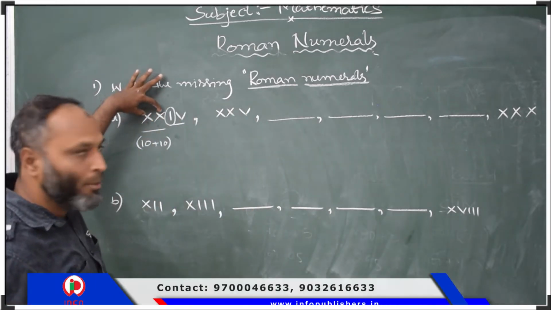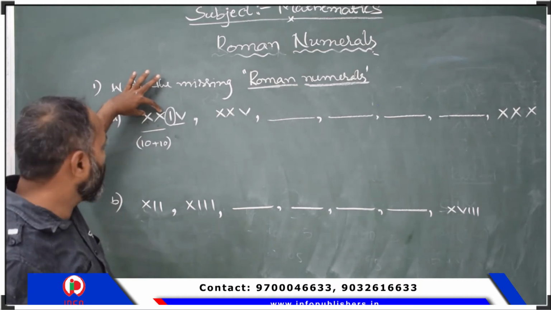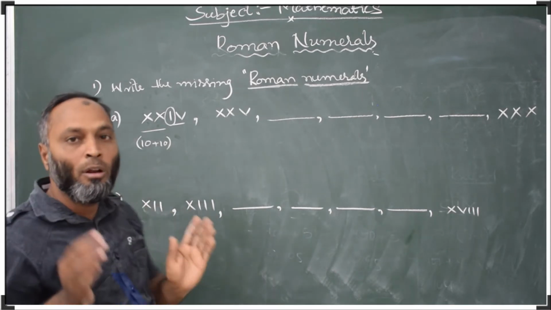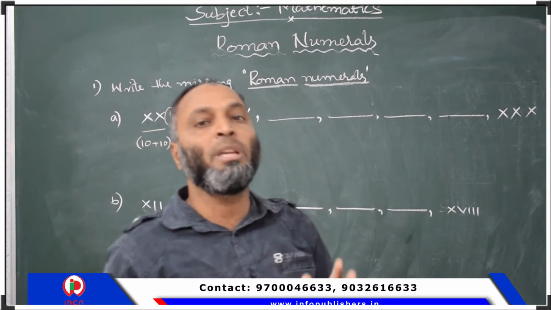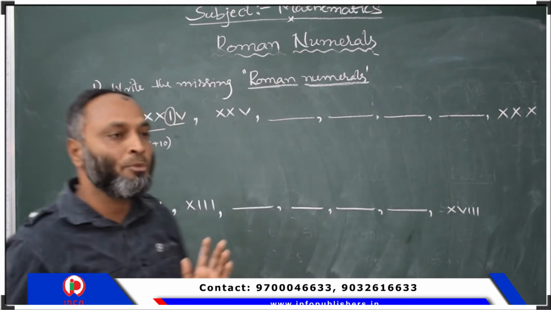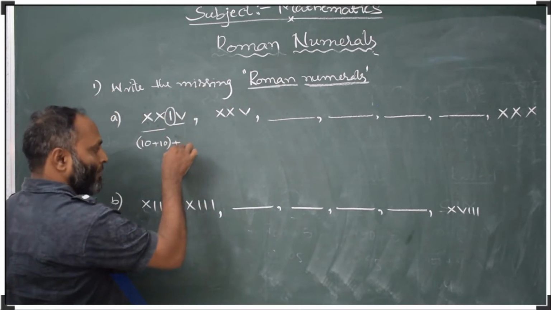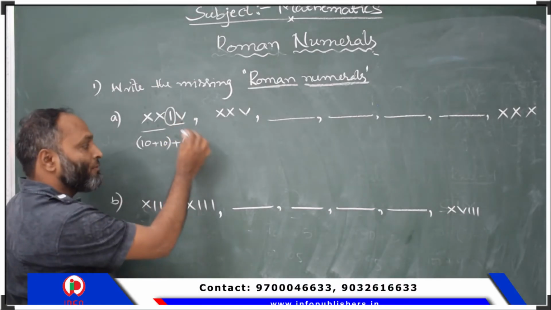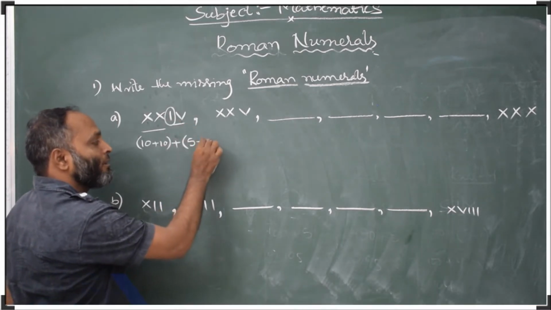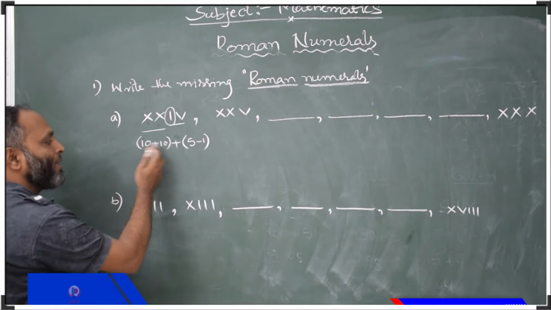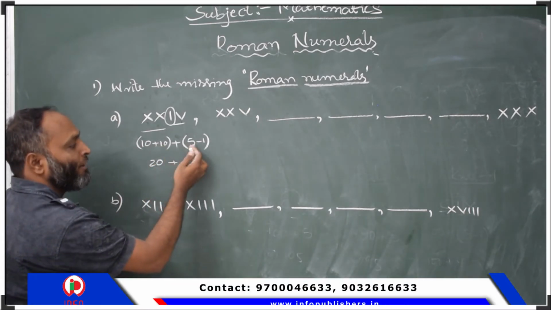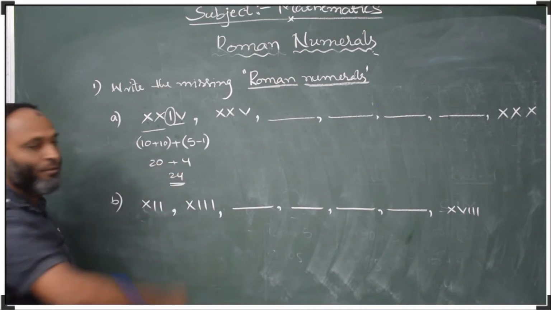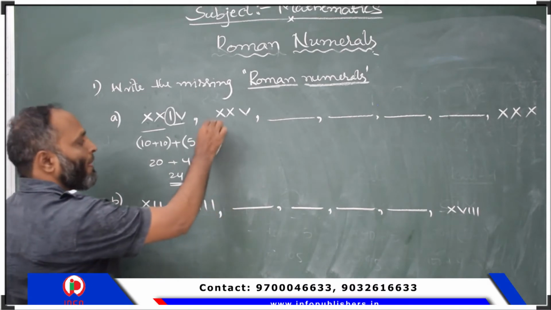This is the first rule, repeated Roman numerals, so we added. And according to the third rule, whenever the small Roman numeral is in between the 2 bigger Roman numerals, we have to subtract from bigger to smaller. Plus, we have to take plus here. Then after that, 4: this is V means 5 and I means 1. Then 10 plus 10, 20 plus 5 minus 1 is 4. 20 plus 4 is 24. This is 24. This is the second one.